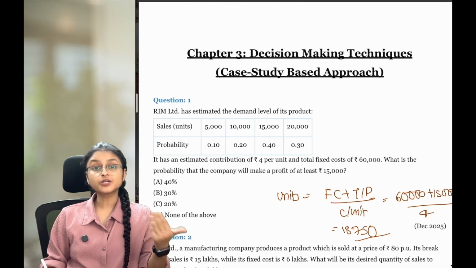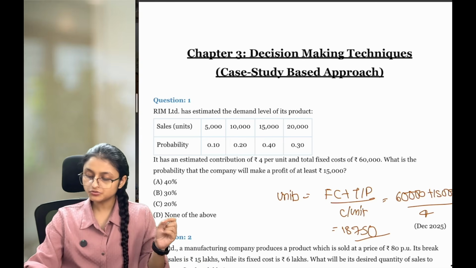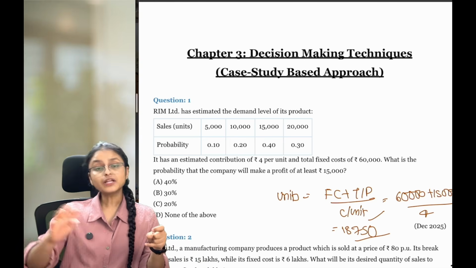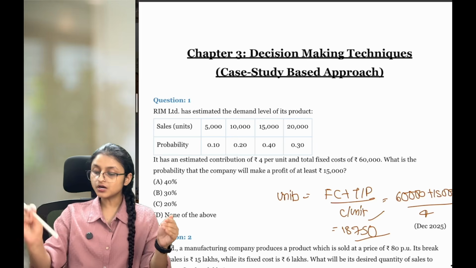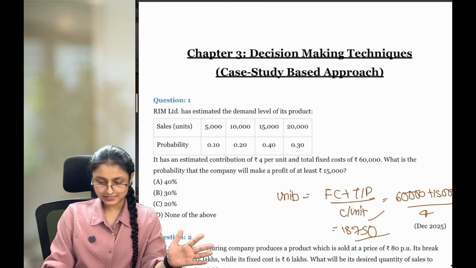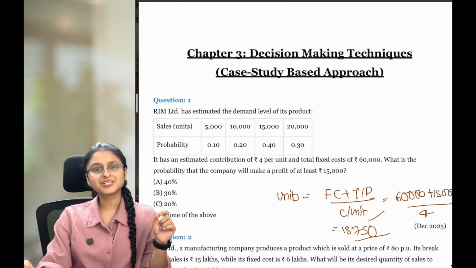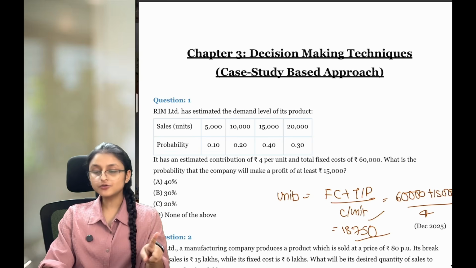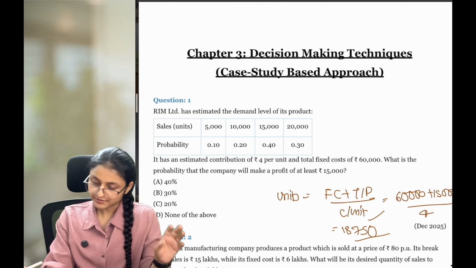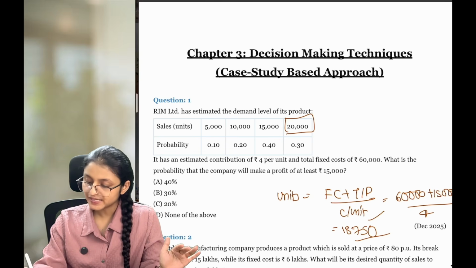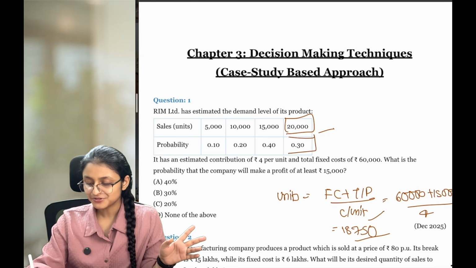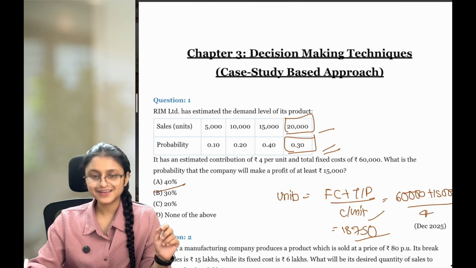But we need to find out the probability of the same. So if the units are 18,750 or higher than that, then only you are going to earn a profit of 15,000 at least. So you have to take the probability of units equal to or more than 18,750. And that too we have this 20,000 only. Hence, we are going to take the probability as 30%.